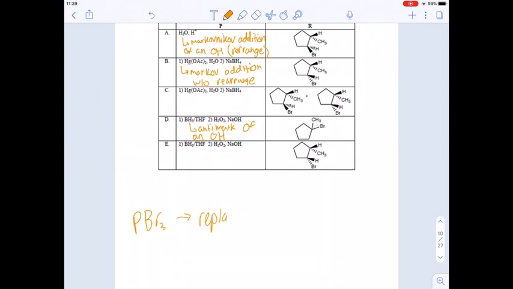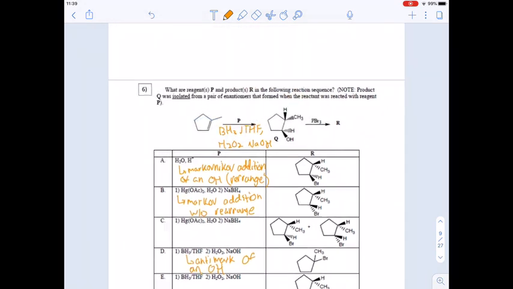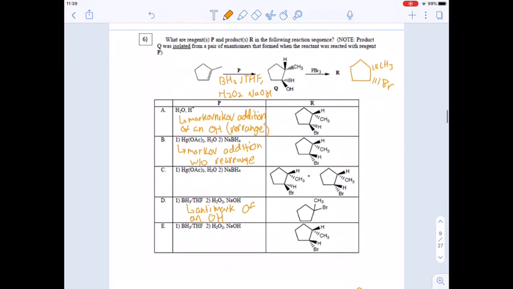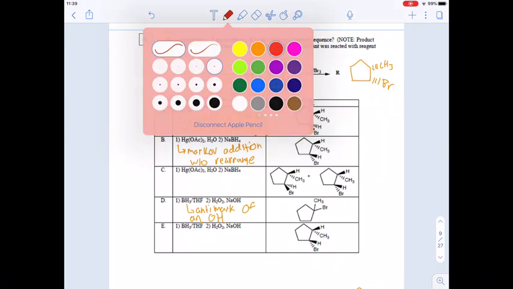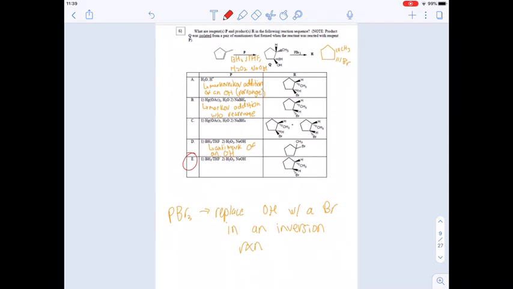They're telling us that the second reagent that we're going to use is PBr3. And what PBr3 does, I'll write it down here, is it is going to replace OH with a Br in an inversion reaction. So if it's replacing the OH with a Br and it's inverting the stereochem, your product is going to look like this. Now you just want to look for that product in these, and you could see that that is the answer from letter E.